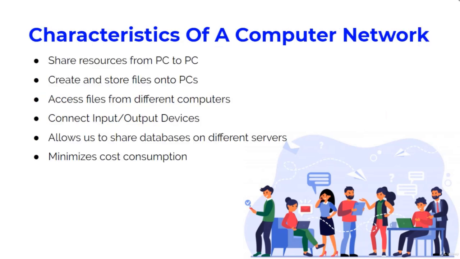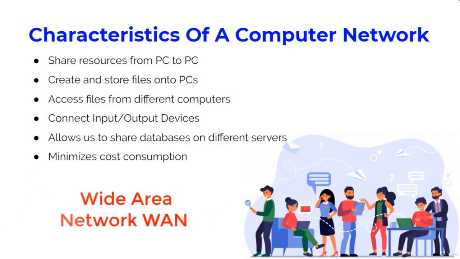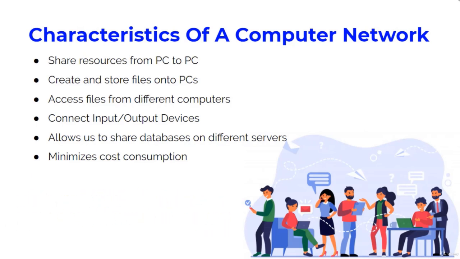Well, the major advantage of a computer network is sharing of resources from one device to another device. Then, we can also create and store files onto different PCs located in the network. We can access files from different computers. We can connect input-output devices to a computer. It allows us to share databases on different servers, and it also minimizes cost consumption. There are many types of networks such as local area network, wide area network, metropolitan area network, and many more.